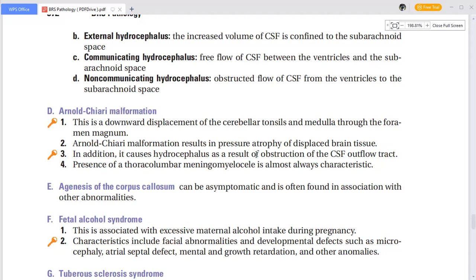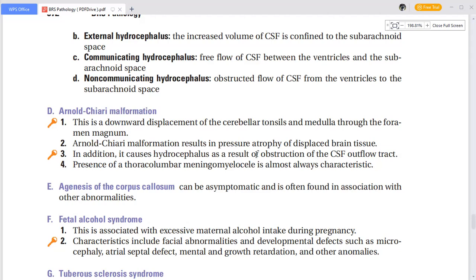So Arnold-Chiari malformation results in pressure atrophy of displaced brain tissue. Now imagine this is the cerebellum and the medulla oblongata that has been herniated through the foramen magnum, meaning the foramen magnum can compress on them, leading to ischemia, and that can lead to the atrophy of the same structures that have been displaced. In addition, it causes hydrocephalus as a result of obstruction of CSF outflow.